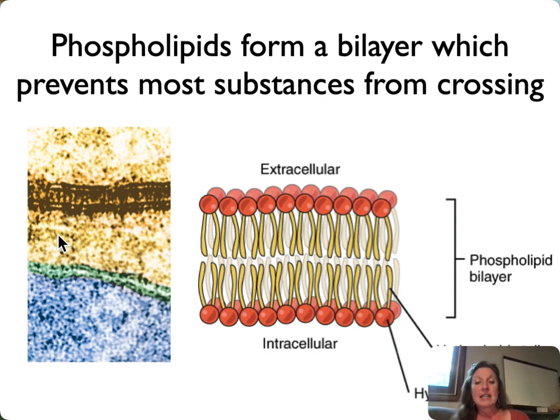Now, over here is an electron micrograph showing you the phospholipid bilayer. The resolution isn't terrific, but you can see that there are definitely two layers. And so what we're picking up here are the phosphate head groups, and you can see some of the lines of the fatty acid tails. This, by the way, is the nuclear membrane, which we'll talk about shortly.